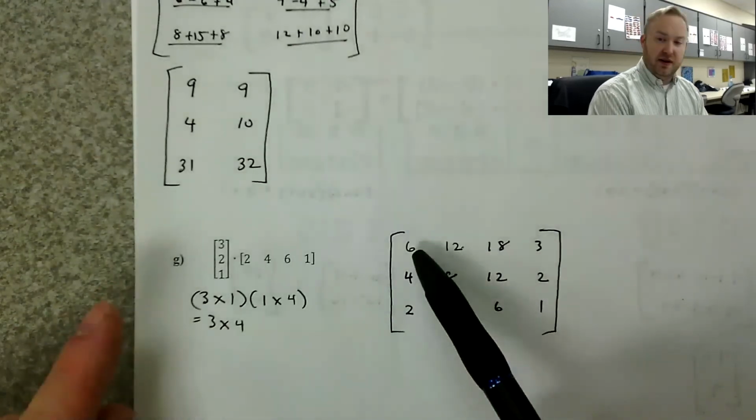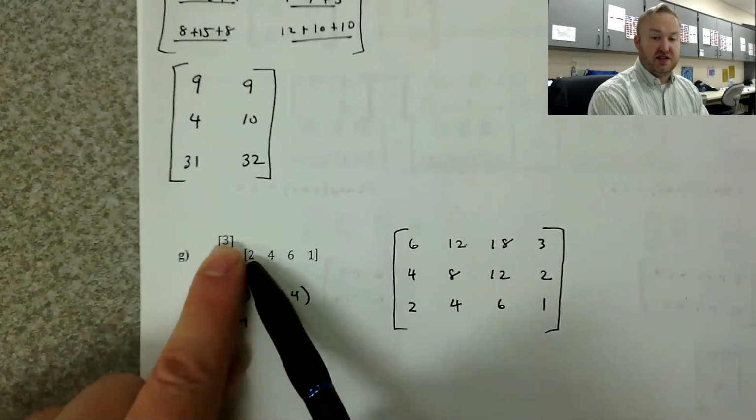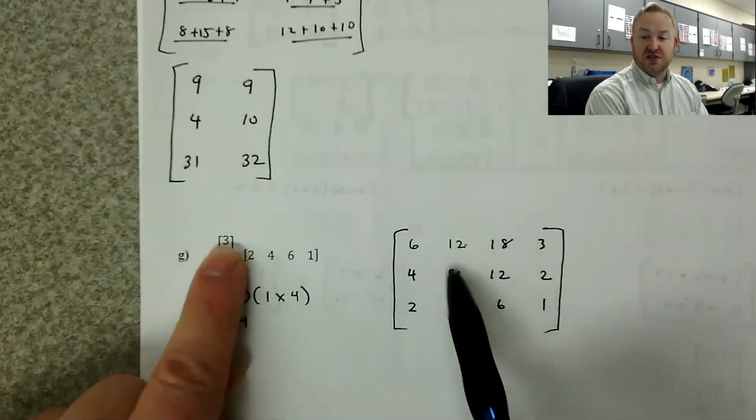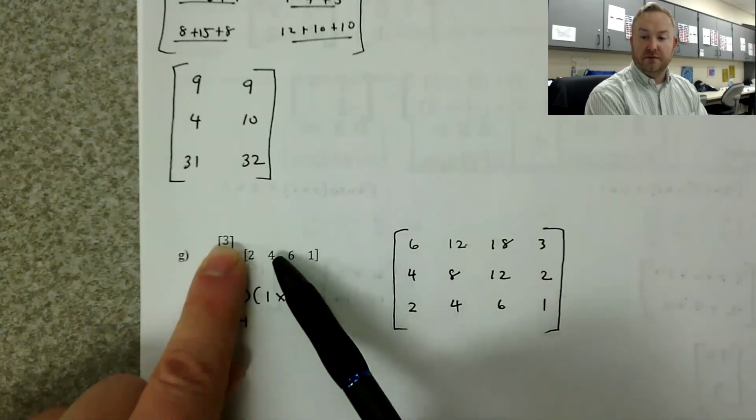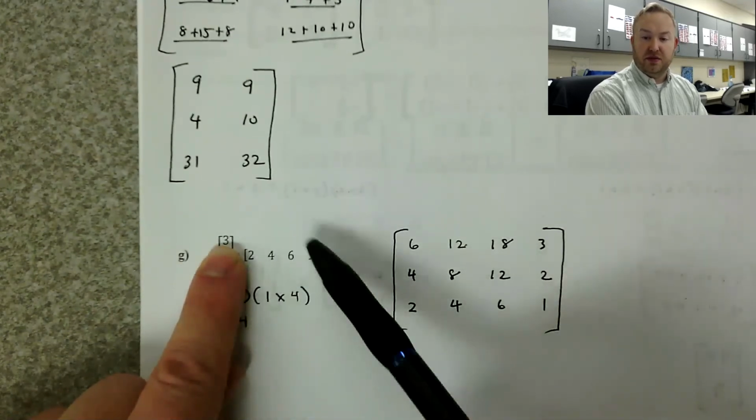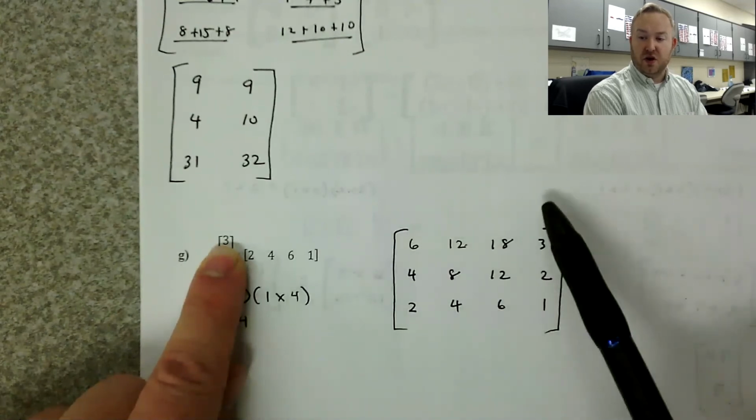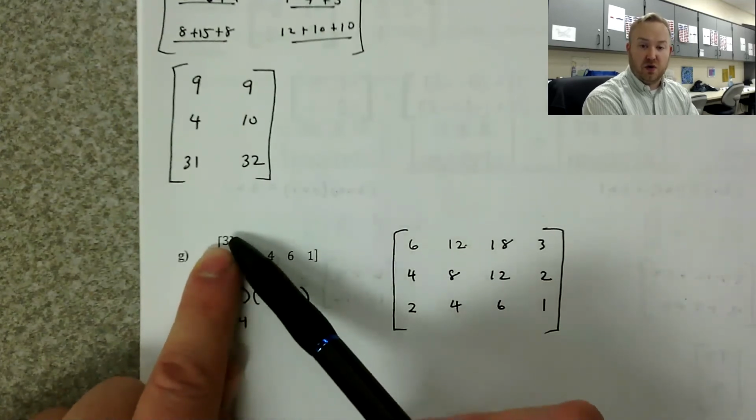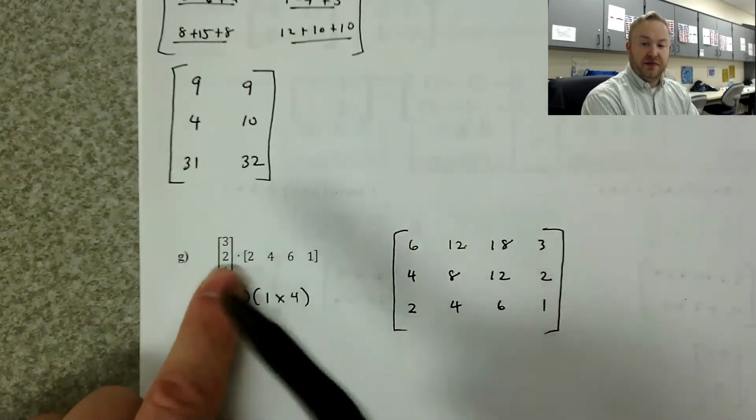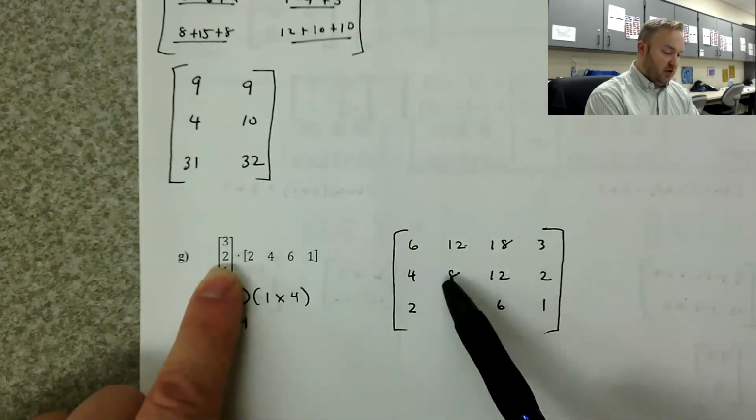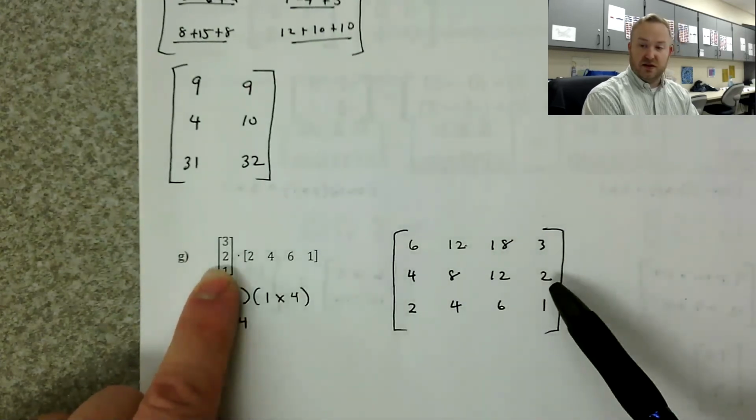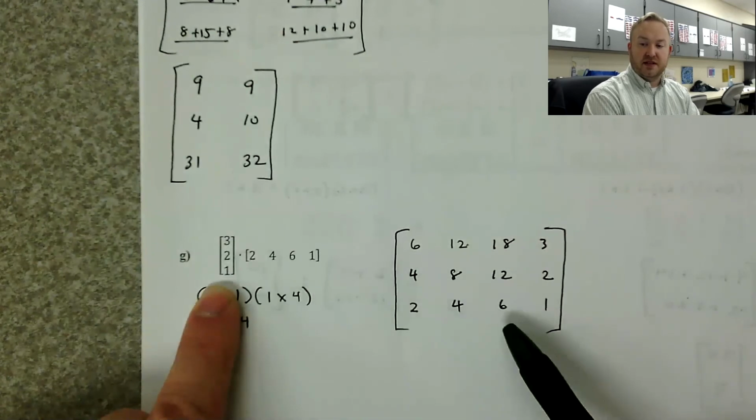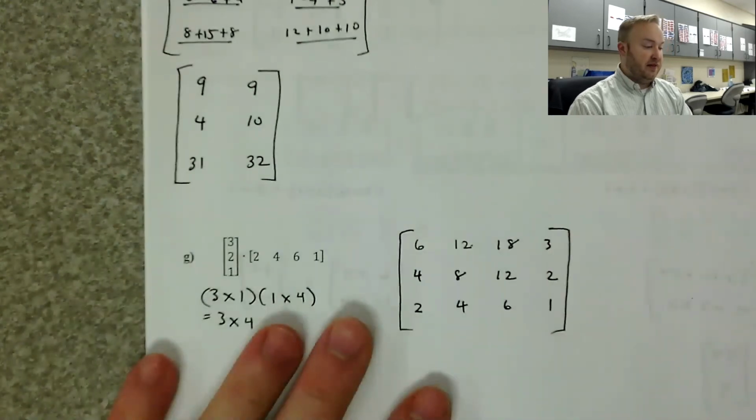When you get that number in the first row in the first column, it's just this 3 times the 2. That's the 6. And then first row, second column would be 3 times 4. And then first row, third column would be 3 times 6. And then first row, fourth column would be 3 times 1. So this 3 here is the first row. It's the only number in that row. And then you go 2 times 2 is 4, 2 times 4 is 8, 2 times 6 is 12, 2 times 1 is 2. And then 1 times 2 is 2, 1 times 4 is 4, 1 times 6 is 6, 1 times 1 is 1, and that's a little bit tricky.